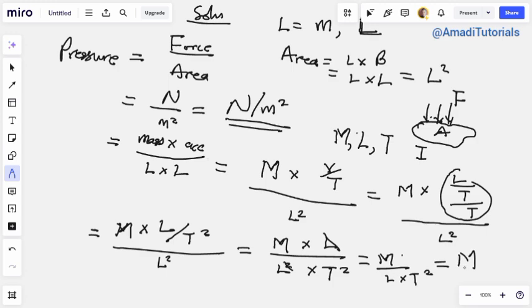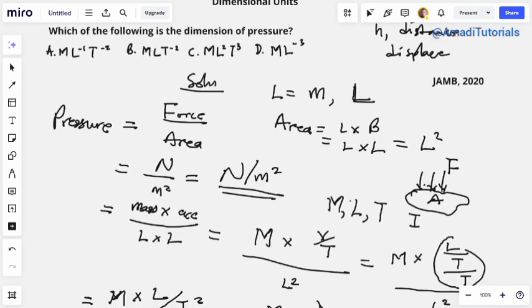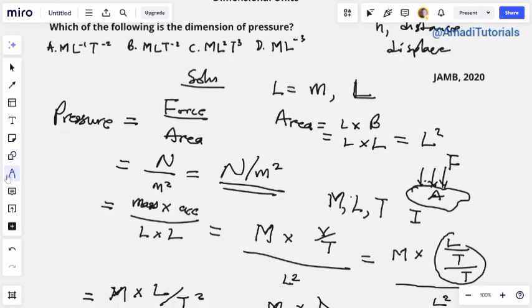If you bring L to the numerator, that will be L raised to the power of minus 1. And if you bring T squared to the numerator, that will be T raised to the power of minus 2. So the dimensional unit of pressure equals M L minus 1 T minus 2. So what option is that? Option A. Option A. Thank you.